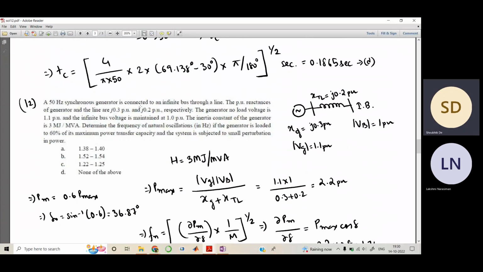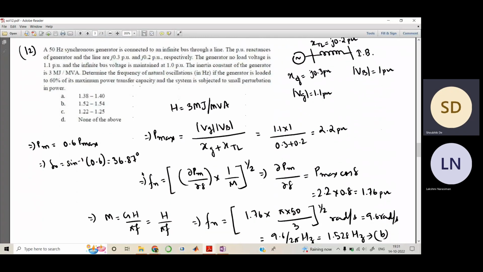A 50 hertz synchronous generator is connected to an infinite bus through a line. The per unit reactance of the generator and the line are 0.3 and 0.2 per unit. The generator no load voltage is maintained at 1.1 per unit and the infinite bus voltage is maintained at 1 per unit. The inertia constant is 3 megajoule per MVA. They are asking to determine the frequency of natural oscillation if the generator is loaded to 0.6, or 60%, of its maximum power transfer capability, and the system is subjected to small perturbation in power.